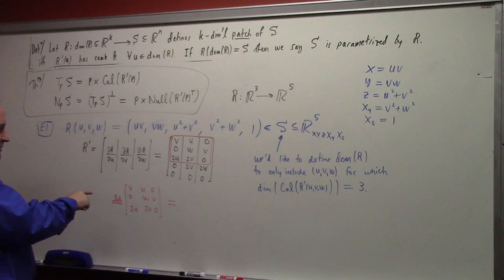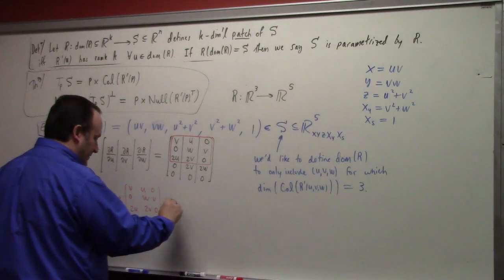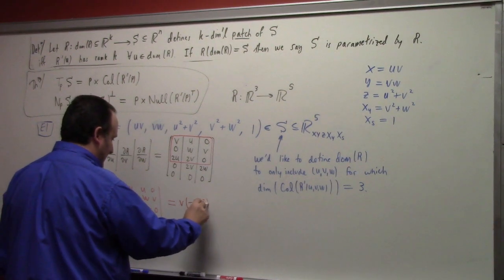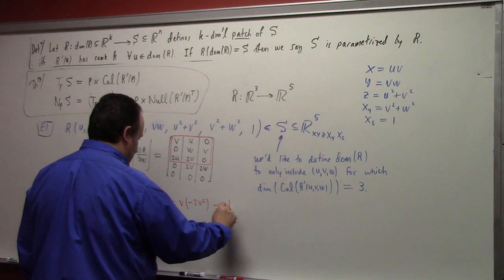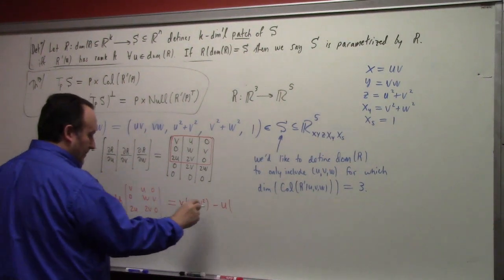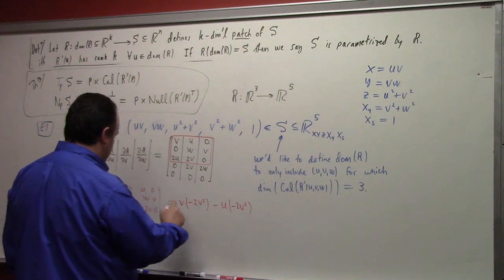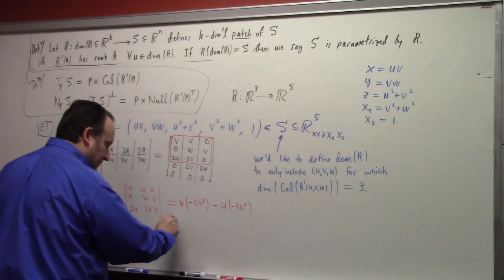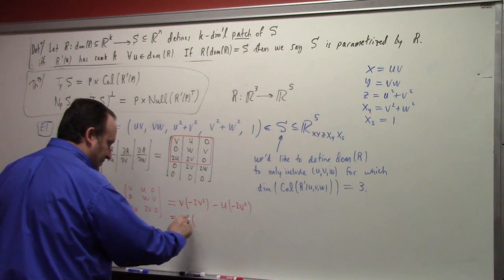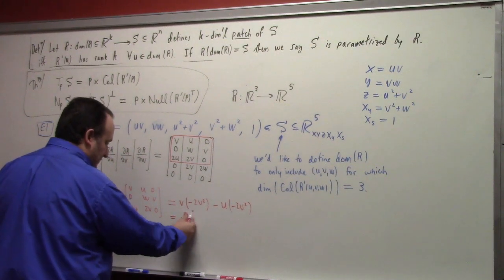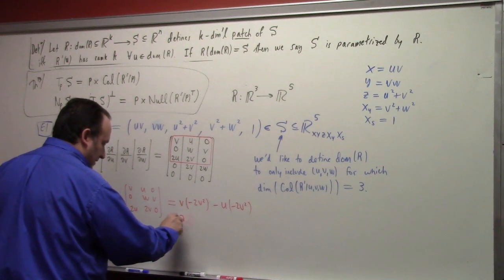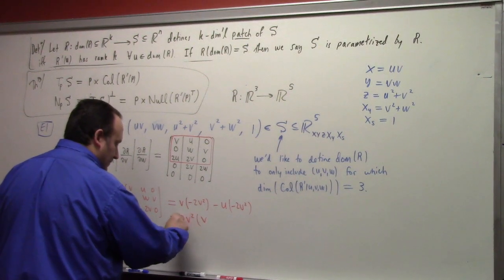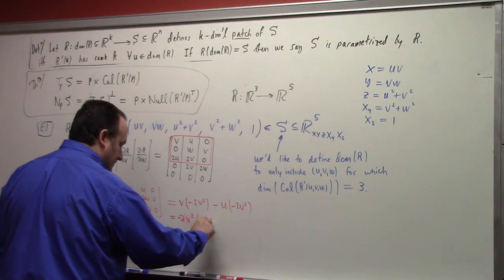Now, this we can calculate too, right? Because we got v times minus 2v squared, minus u times minus 2v squared, and 0. So that gives me a v squared times what? Let me pull the 2 out. I got a minus 2v squared times v plus u.